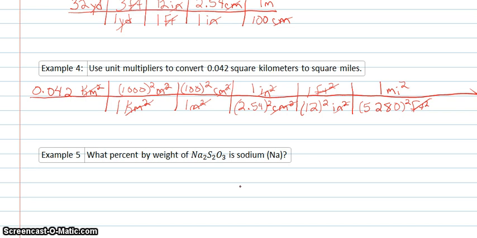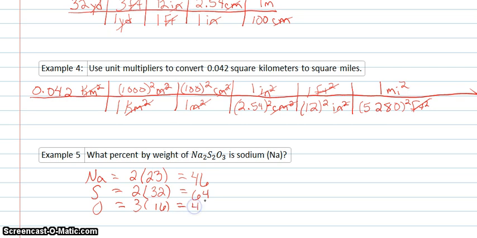But what we need to know is the gram molecular weight. For sodium, there are 2 of those, so 2 times its weight is 2 times 23. For sulfur, there are 2 of those, so 2 times 32. And for oxygen, there are 3 of those, so 3 times 16. This gives us 46, this gives us 64, and this gives us 48.